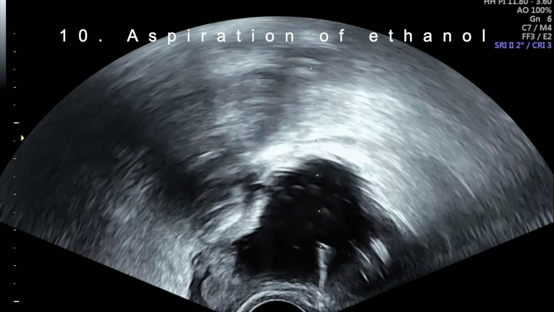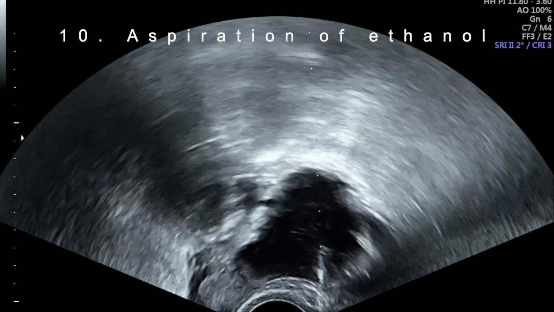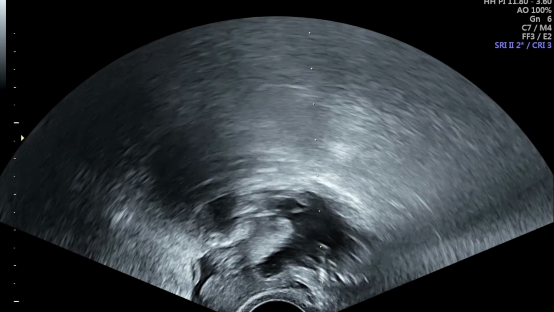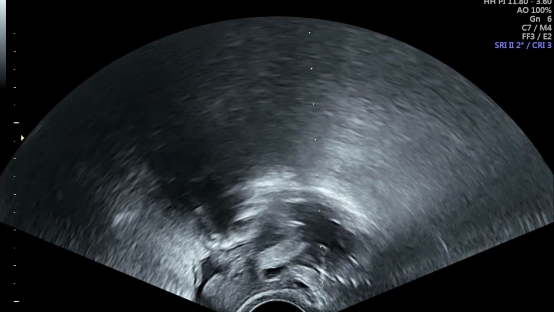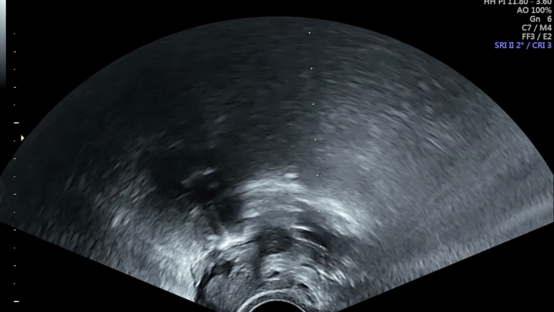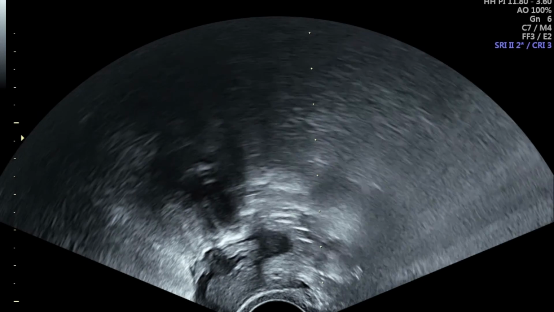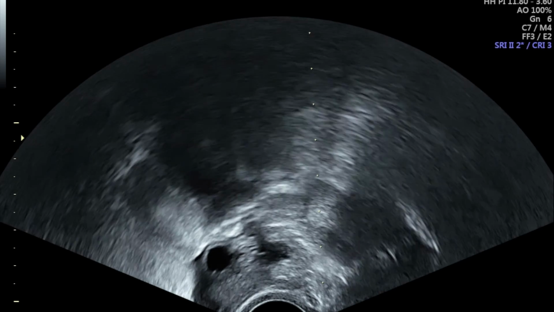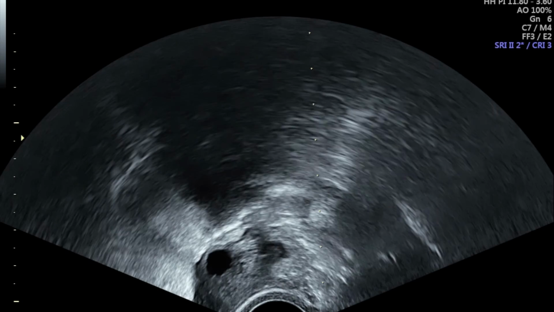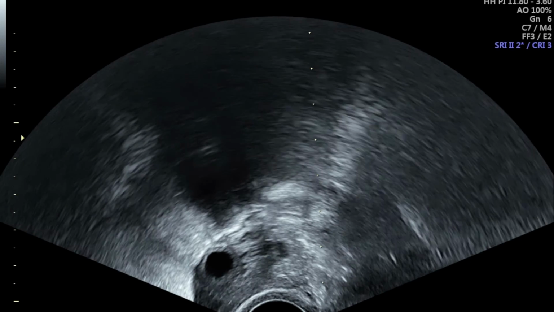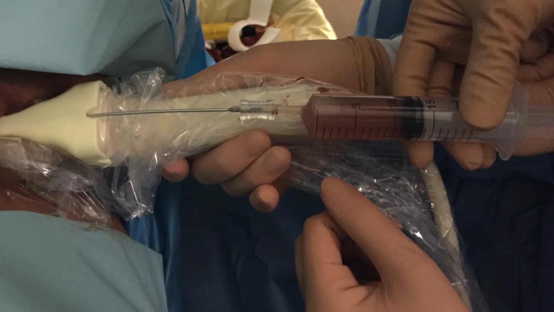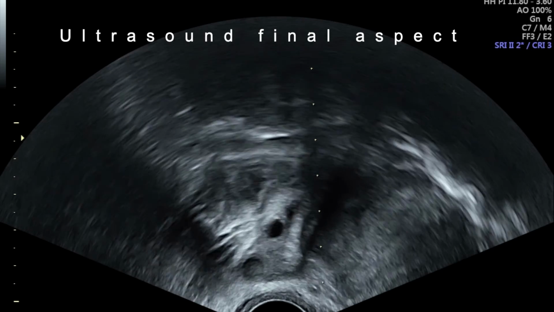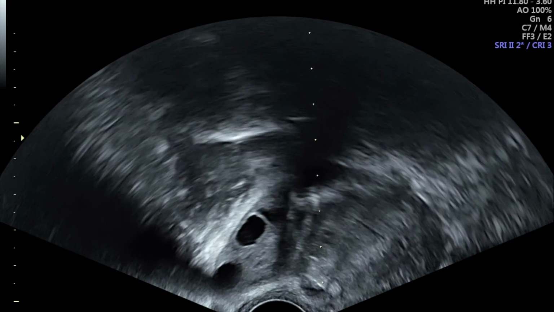Step 10. Aspiration of ethanol. The ethanol is totally reaspirated. The recovered volume has to be noted. If some ethanol is missing, we recommend that the patient blood alcohol level be monitored and that the anesthetic team be notified. If the blood alcohol level is positive, the patient is more closely monitored. The blood alcohol level usually becomes negative within a few hours. The procedure is considered successful if the remaining endometrioma is measuring less than 20 millimeters, as described by Yazbek.